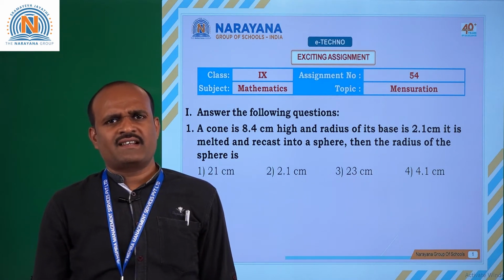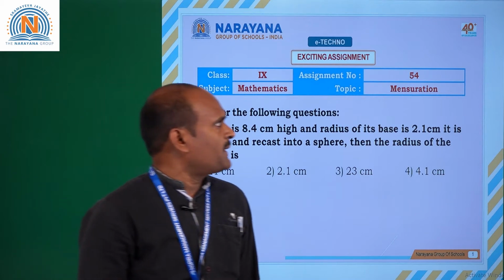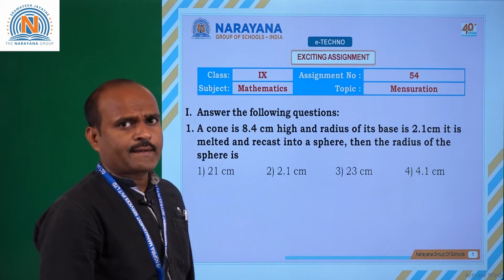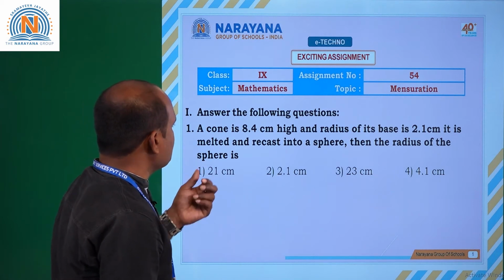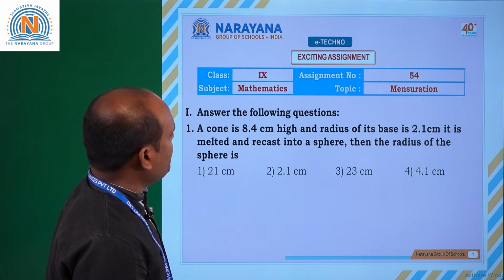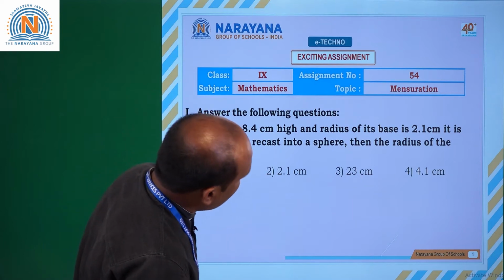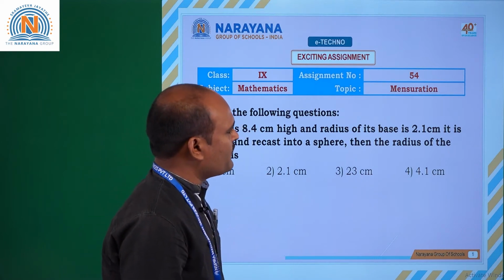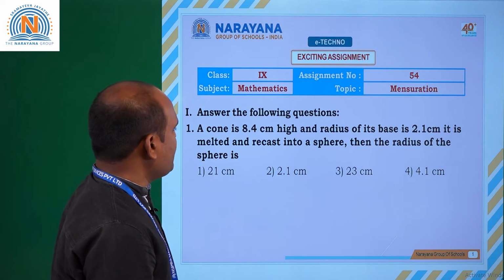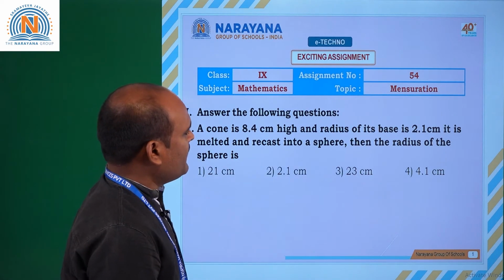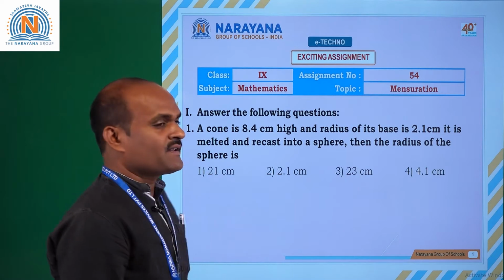Today we are discussing 9th class mathematics assignment number 54 related to the topic mensuration. Here is the first question. A cone is 8.4 centimeter high and the radius of its base is 2.1 centimeter. It is melted and recast into a sphere. Then the radius of the sphere is.